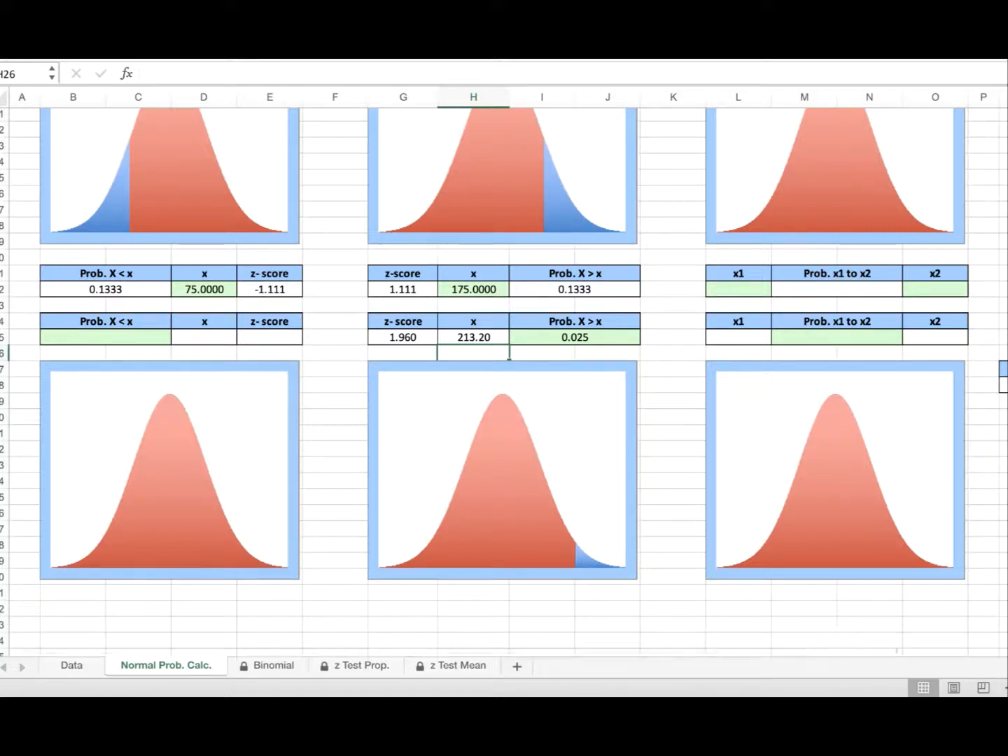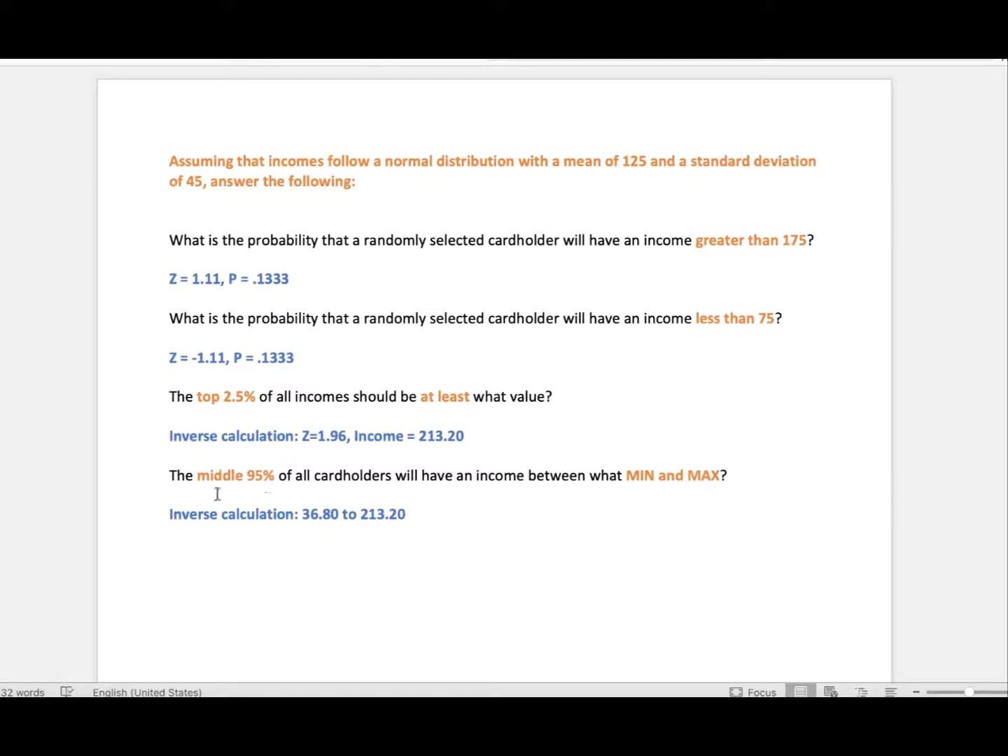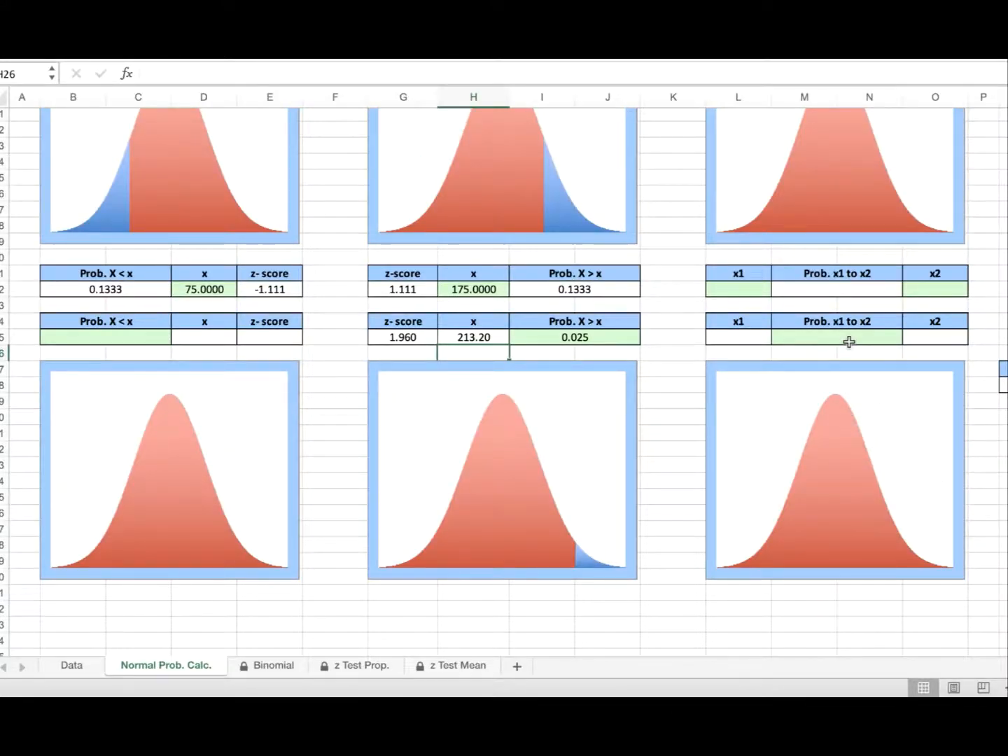One more. The middle 95% of all cardholders will have an income between what, min and max? So we already know the max is 213.2, because if the top 2.5% begins at 213.2, the middle 95% has to go up to that same point. Let's try it on the calculator so we can visualize. If we input the probability 0.95, we can see the blue area begins at the income 36.8 and ends at 213.2.